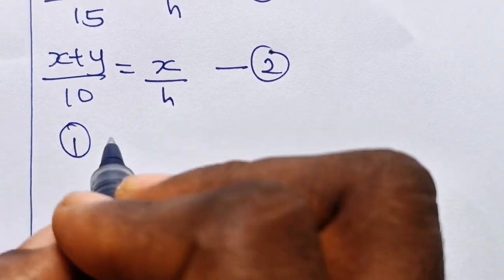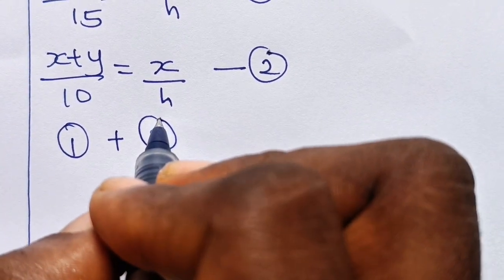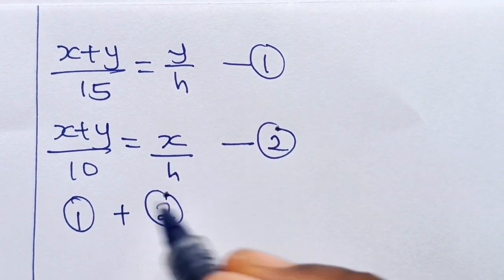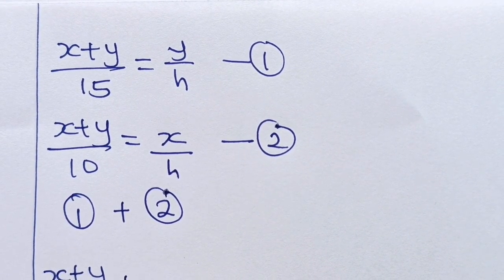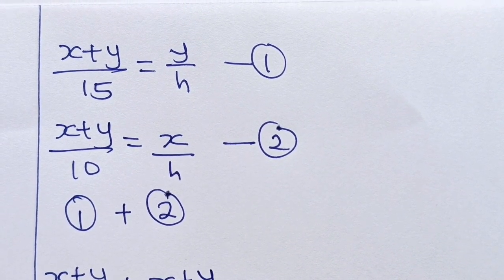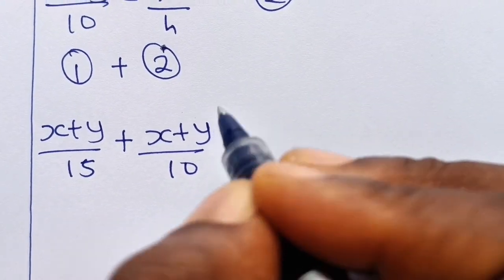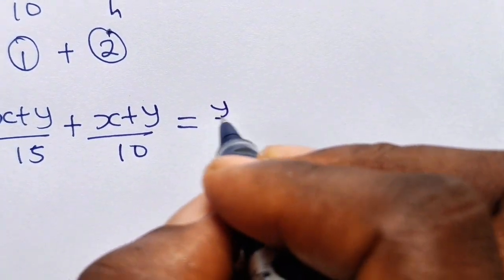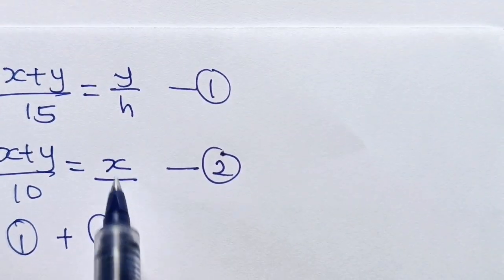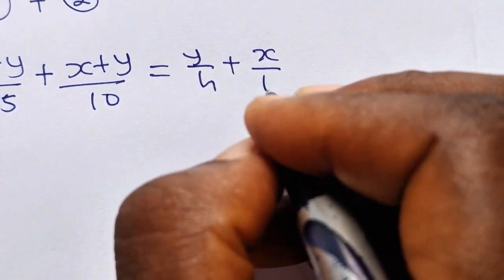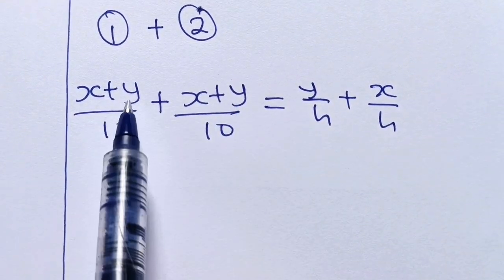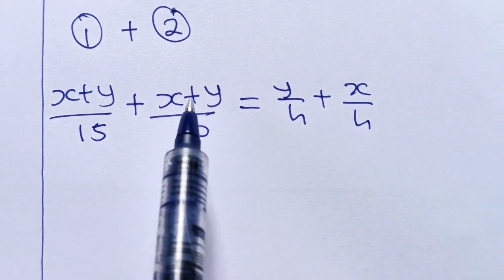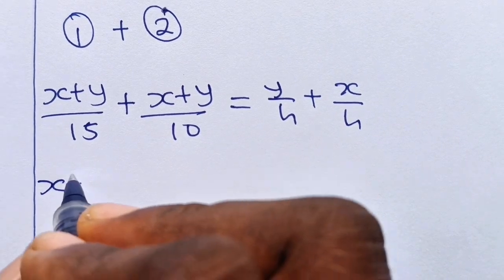Now if we say equation 1 plus equation 2, we are going to have (x plus y) divided by 15 plus (x plus y) divided by 10 is equal to y over h plus x over h. So we're going to form this. Now if you look at this, notice that we have x plus y here and x plus y here. So let's factorize that out.